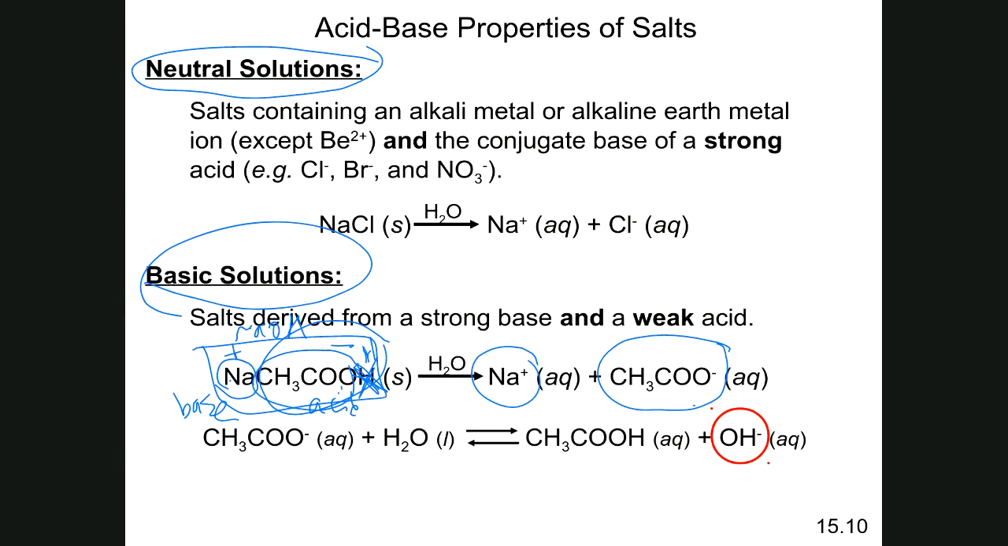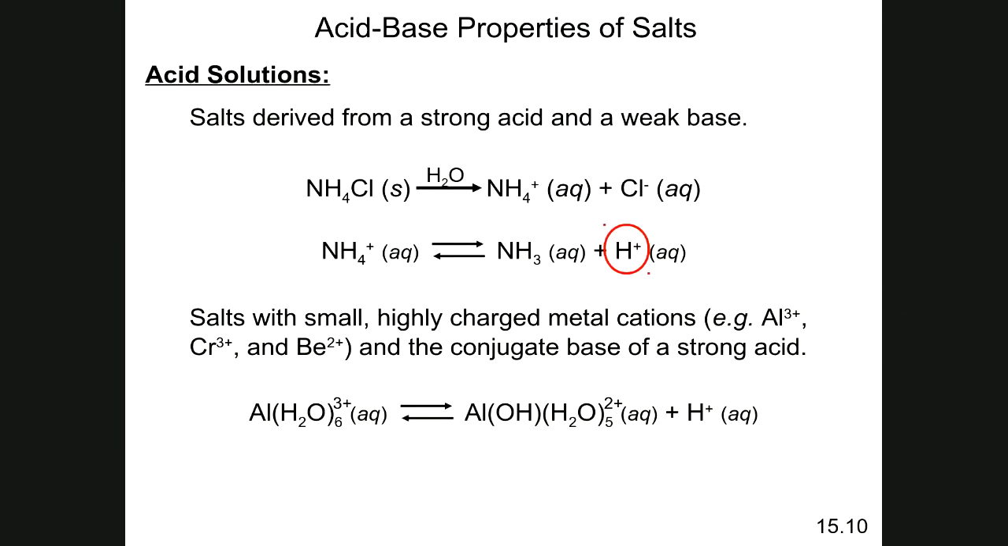So NaCl is coming from NaOH and HCl. It's coming from a strong base, which is not going to hydrolyze. It's coming from a strong acid, which is not going to hydrolyze. So this is going to give us a neutral solution. If the solution is coming from a strong acid and a strong base, it's going to be neutral. If it's coming from a strong base and weak acid, it's going to be basic. And if it's coming from a strong acid and weak base, then it's going to be acidic.